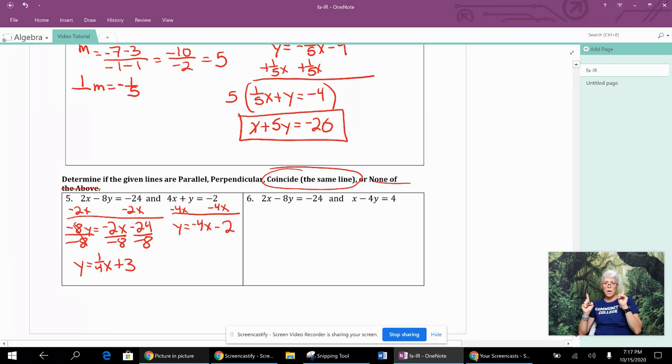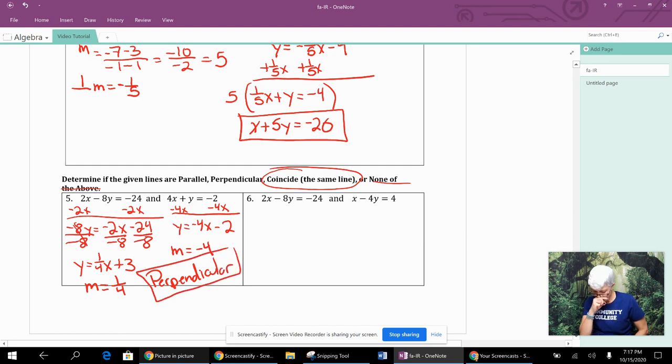All right, so here the slope is 1/4, and here the slope is -4. So what is it? Parallel, perpendicular, we haven't even talked about coincide, or none of the above. It is perpendicular. It's flipped and it has the opposite sign. Let's look at the next one.